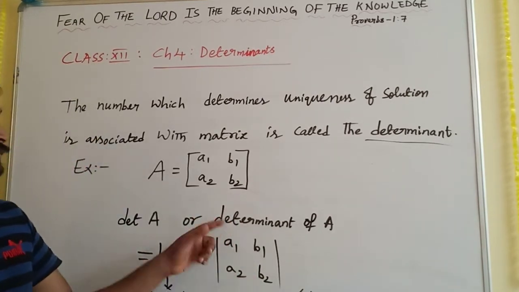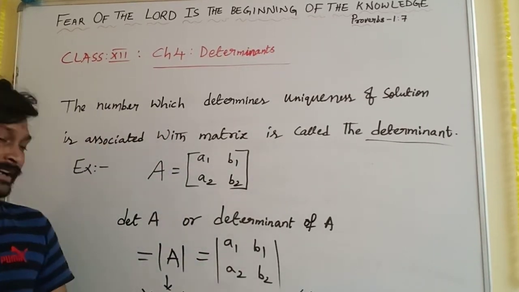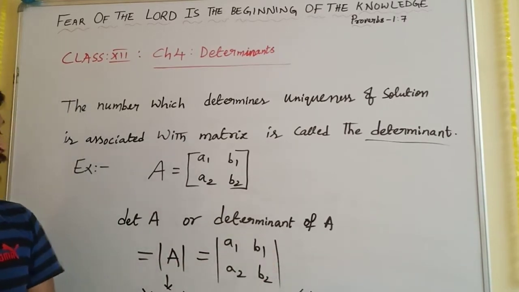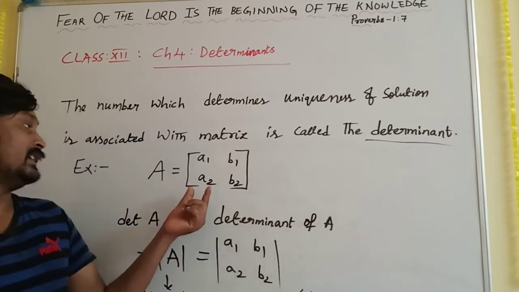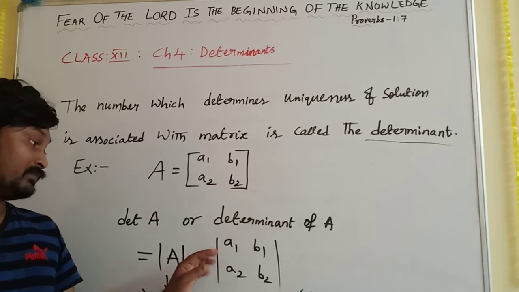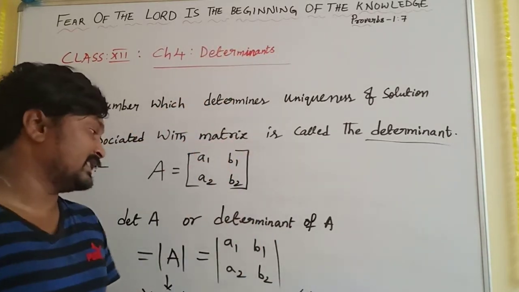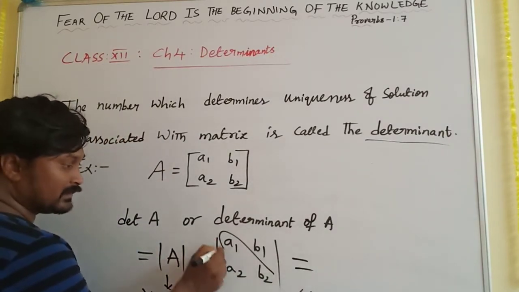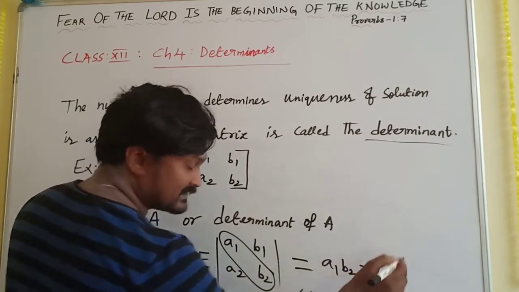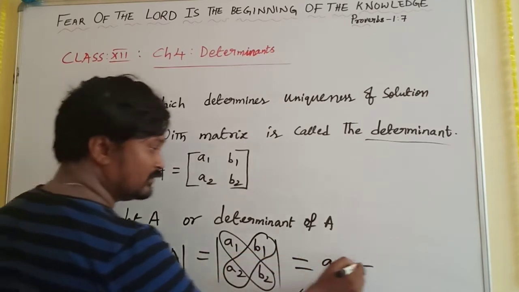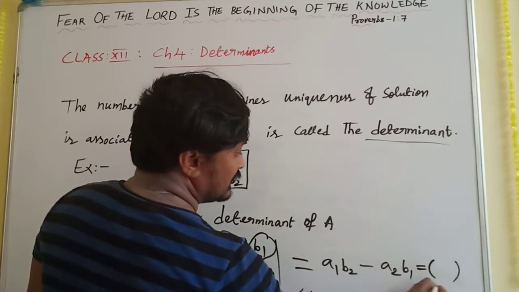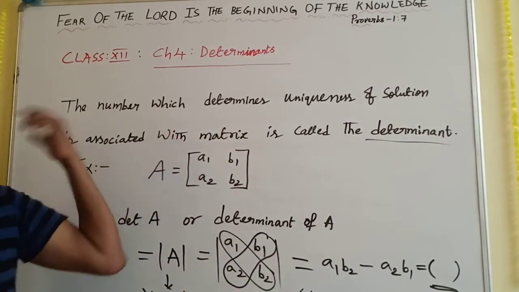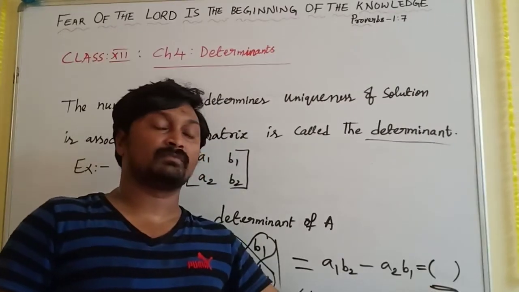You understood? So we cannot read it as modulus of A, we need to read it as determinant of A. And in this determinant you need to write A1, B1, A2, B2. Remember carefully, a determinant means you have to draw two vertical lines and write all the elements between them. But in matrices the elements are in brackets. So if anything is in bracket form, that is a matrix, and if it is between two vertical lines, then that is called a determinant. And simplifying it is very simple. Remember, A1, B2 is the first diagonal, minus the second diagonal. What is the second diagonal? A2, B1. When you solve this, you get one value. That value is your determinant of A. This unique value associated with the matrix is called the determinant. So that unique value we call the determinant of matrix A.